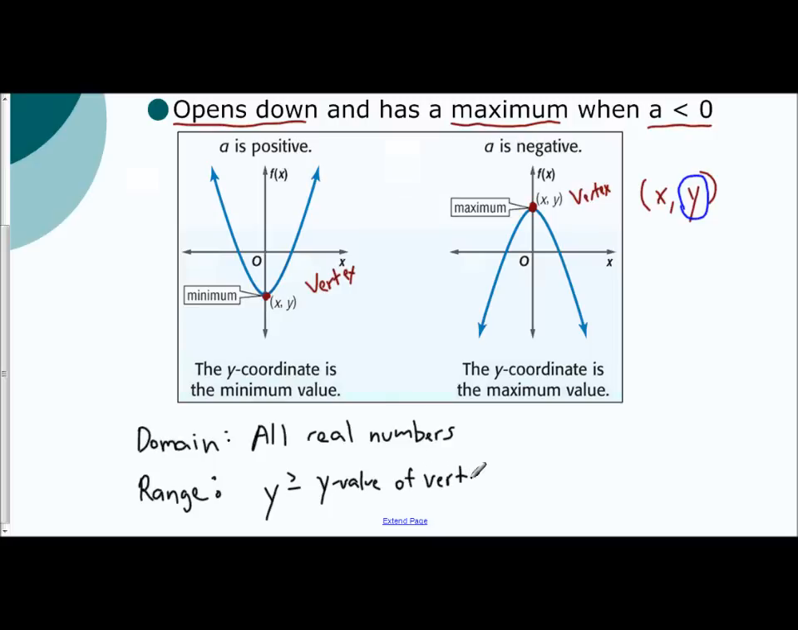And that's if a is positive, because it opens upwards. And you can think about it this way, the y value of the vertex represents your maximum or your minimum value. So we can actually change this. The y value of the vertex is your minimum value. And so we can write that down. We can say our y values for our range are greater than or equal to our minimum value, which we should know is the y value of the vertex.